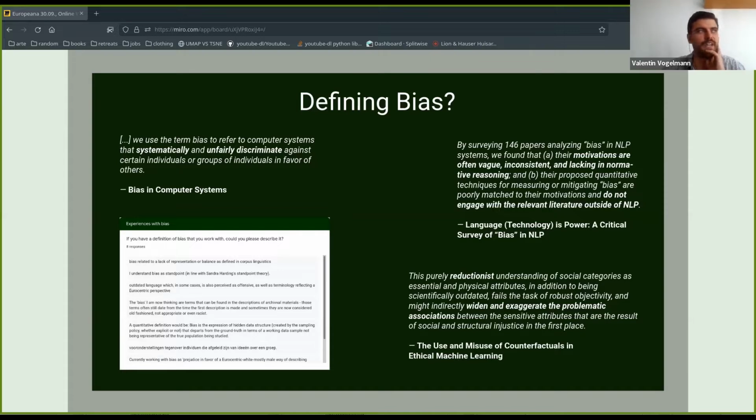And while this is probably a good definition in the sense that it's very broad, it captures probably most of what we would intuitively call bias, or what we would say bias falls under, the problem is that it's a bit too vague. It's too broad. We can't really use this definition to devise algorithms yet.